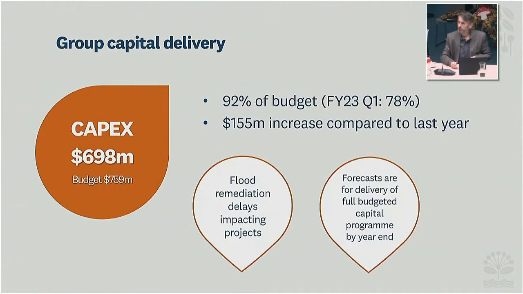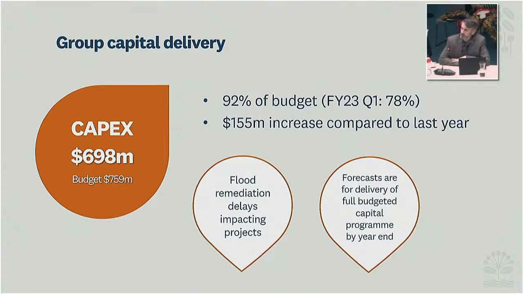In terms of the dollars, 92% of budget delivered for the quarter, a 155 million increase compared to the last quarter. Some of it will be higher cost and inflation, and some of it will be more stuff delivered. As I said, next quarter we'll give you more of a breakdown. Why is it kind of behind? Why have we spent less than budget?